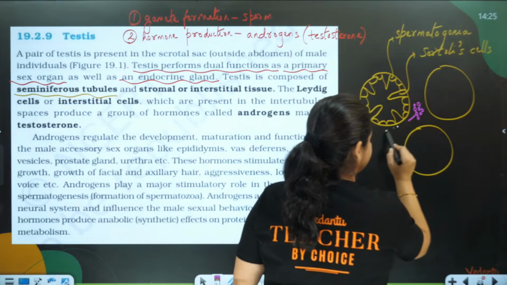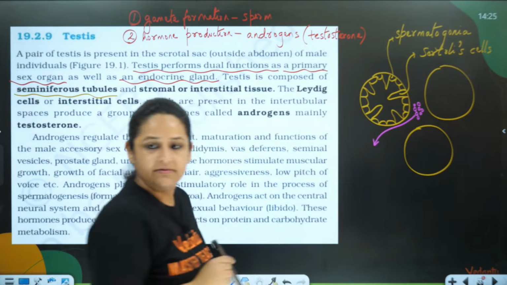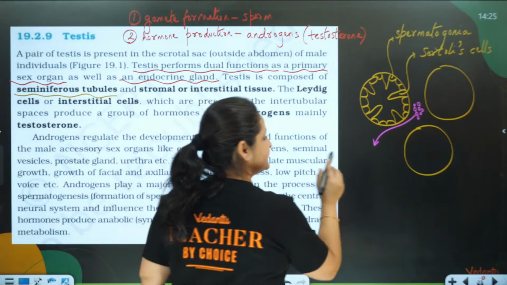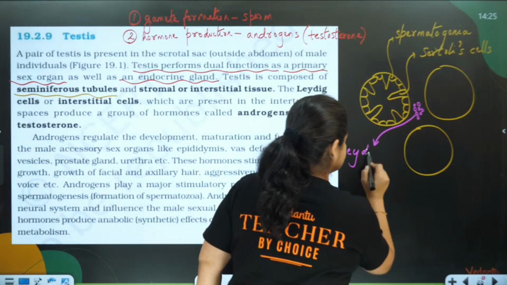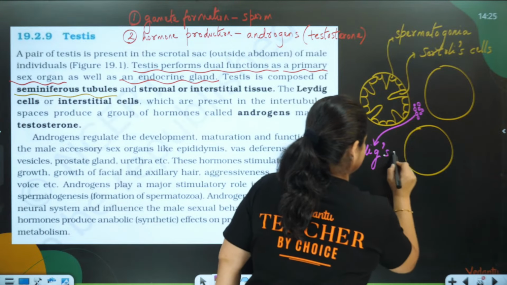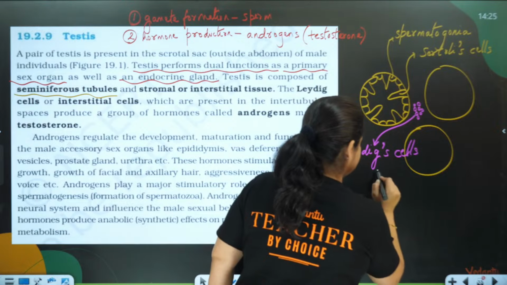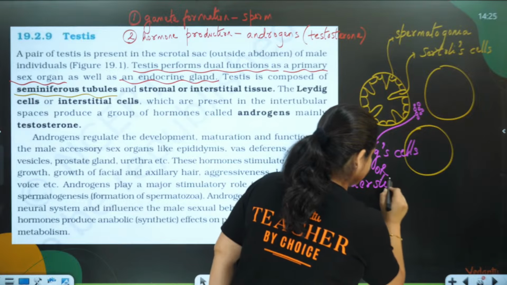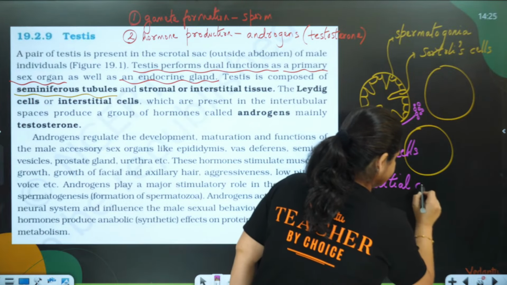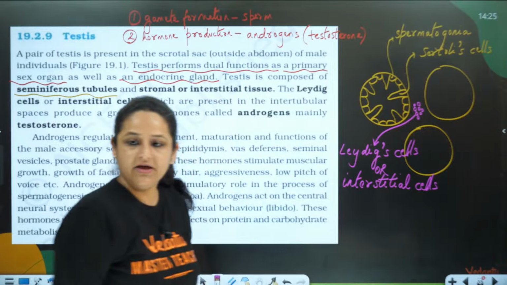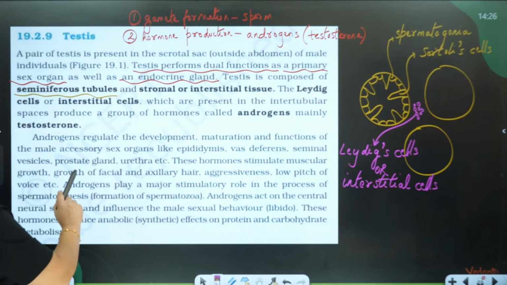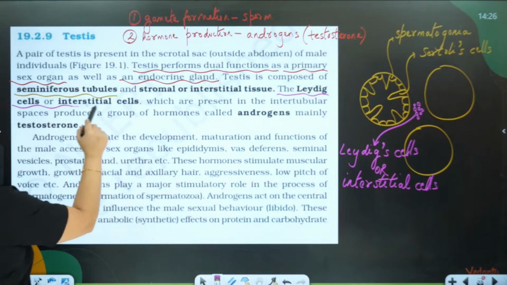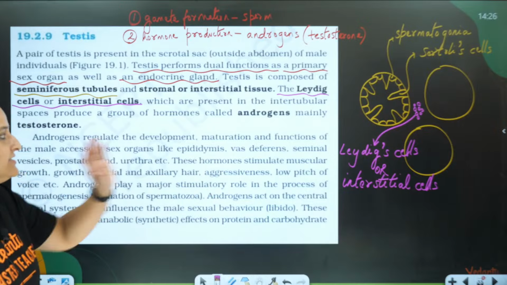There are these cells present, which are called the Leydig cells, or they are called the interstitial cells. So now see, the Leydig cells, or the interstitial cells, are present in this interstitial area.